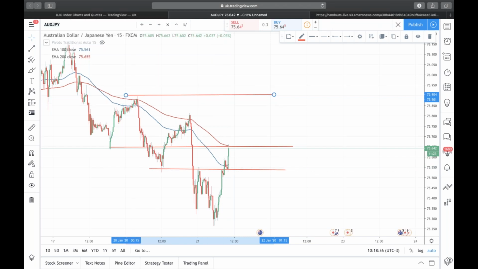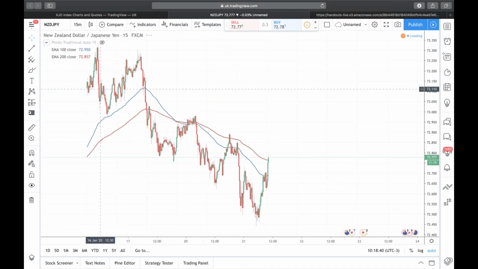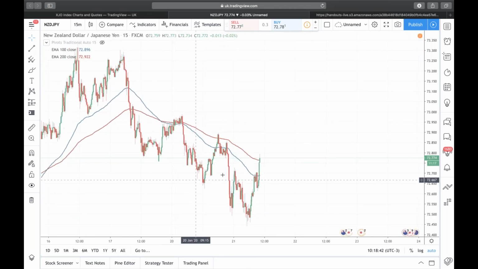Now let's look at New Zealand dollar, Japanese yen as well. See the same thing, virtually the same scenario. Would have expected to find sellers here, here, and stops there.